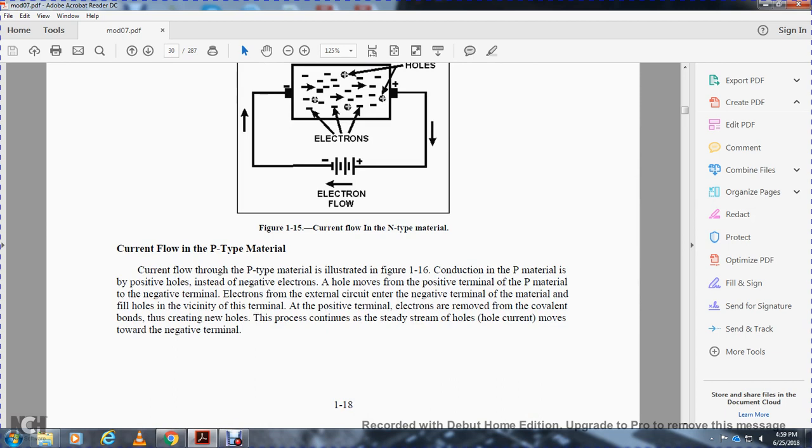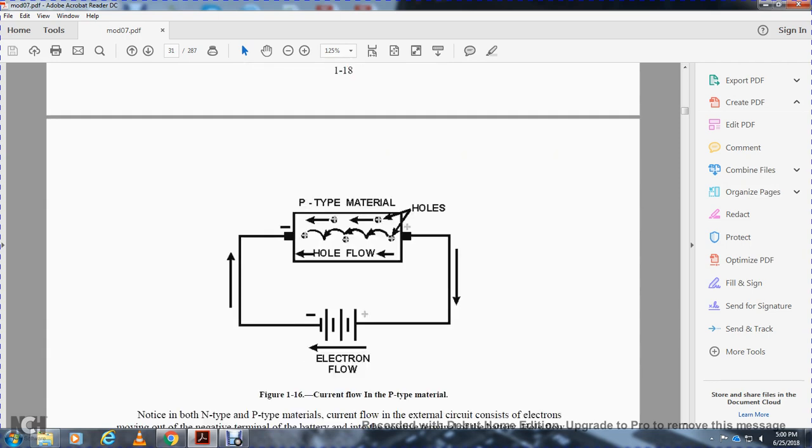Current flow in the positive type of material is illustrated in Figure 116. Connected to a battery, the holes are filled by electrons entering from the negative terminal into the material. In the vicinity of the positive terminal, electrons are removed from the covalent bonds, creating a new hole. The process continues, with a stream of hole current moving toward the negative terminal.